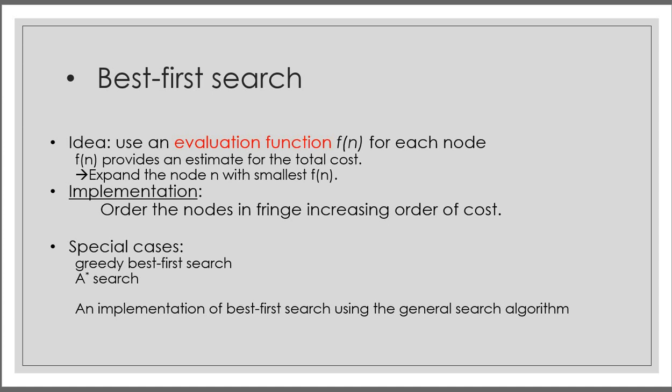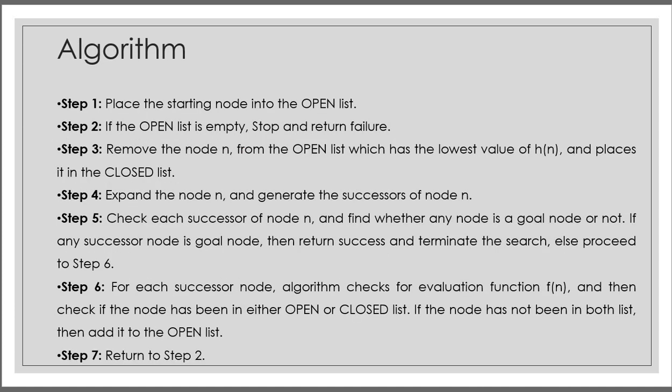The best first search idea is to use an evaluation function f(n) for each node. f(n) provides an estimate of the total cost, and we expand the node with the smallest f(n). The best first search implementation orders the nodes in increasing order of cost. The special cases are greedy best first search and A* search. It is implemented using the general search algorithm. The best first search algorithm is described in the picture.